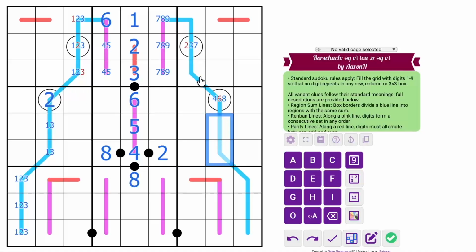And if you add that to 7, you get 10. And if you add it to 8, you get 11. That's too big for what we're looking for, so that forces this to be a 4, and this one to be a 3. And then we can resolve this section over here as well.